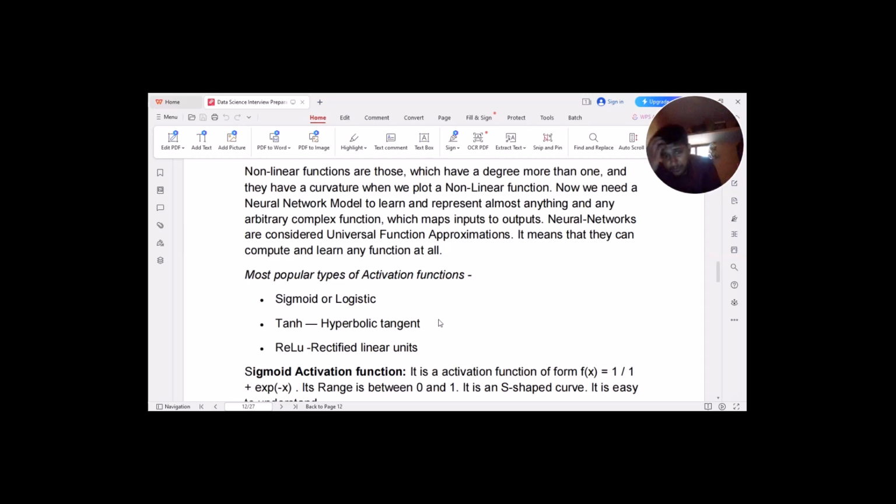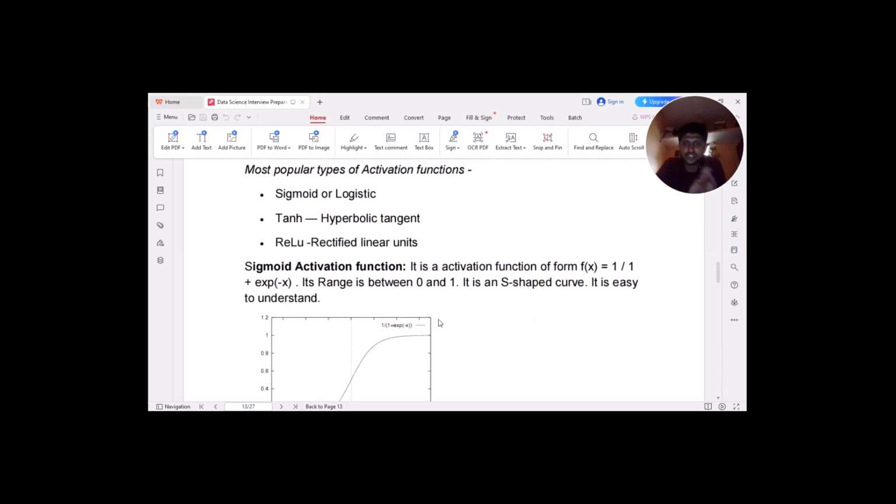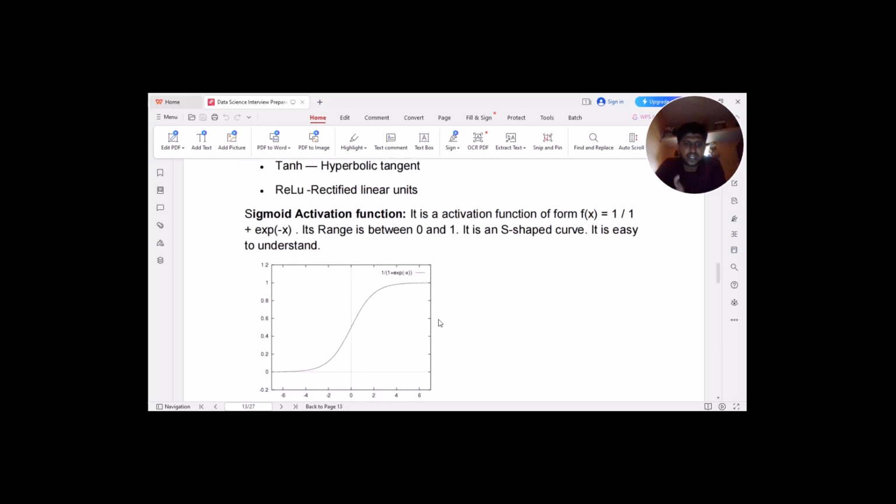Okay, so the most popular activation functions are sigmoid or logistic, as you have seen in logistic regression, tanh for hyperbolic tangent, and ReLU for rectified linear units. So what does the sigmoid activation function signify? For a given x, f of x is equal to 1 by 1 plus e to the power of minus x. It ranges between 0 and 1, and is an S-shaped curve. It is easy to understand.